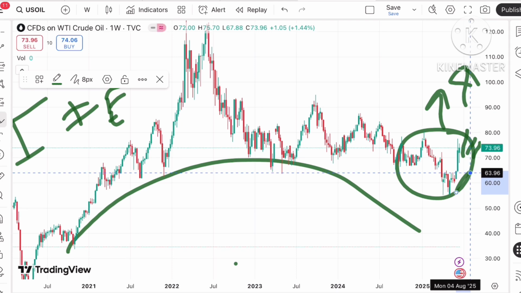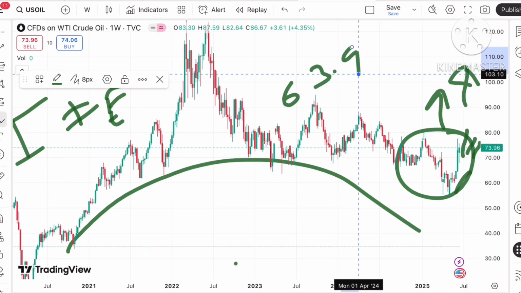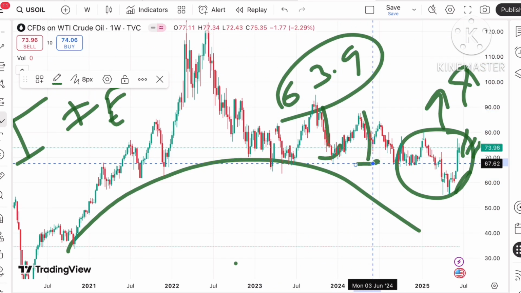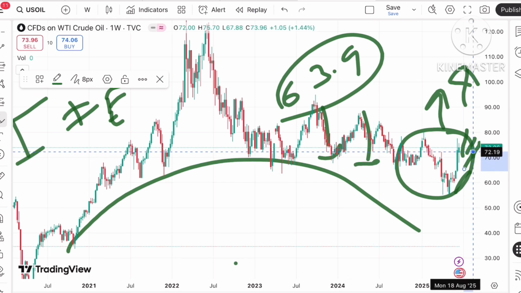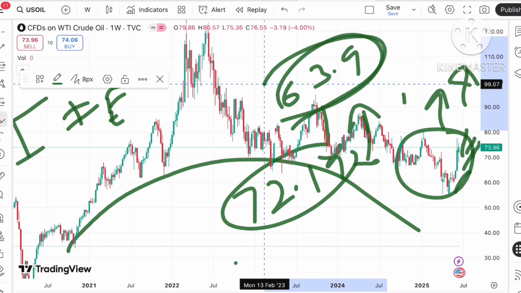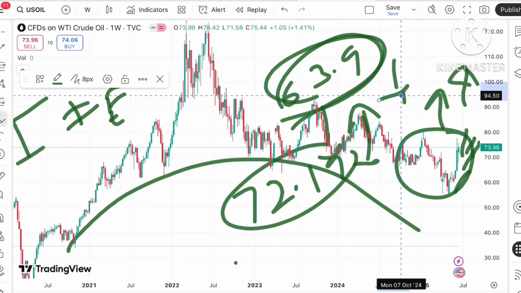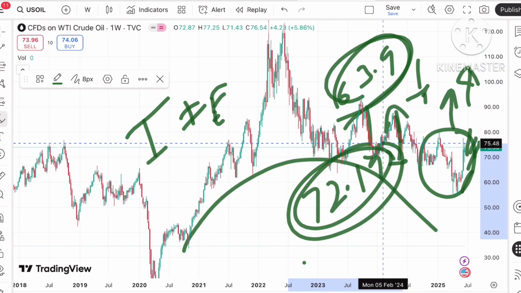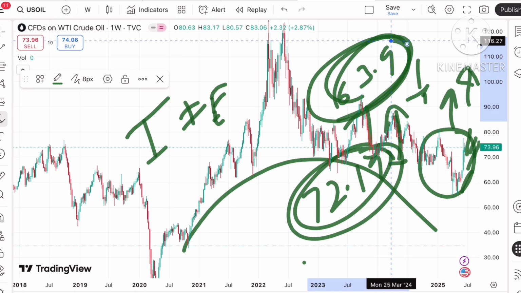If the price starts falling below 63.9, understand there is a further downfall we can see. If the price sustains above 72.19, we can see a further high, but if the price falls below 63.9, we can see a further fall. These two prices you have to keep in mind.